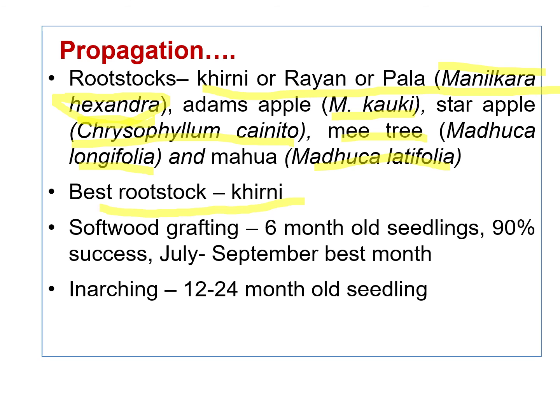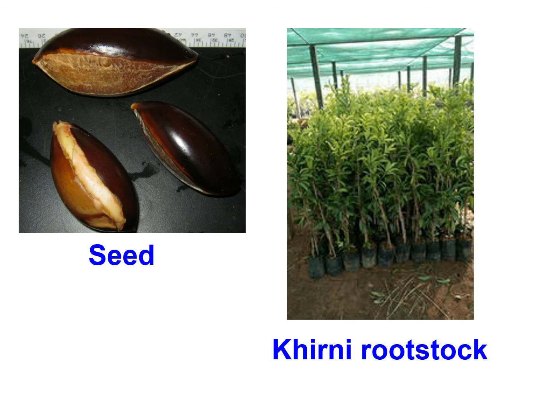Then softwood grafting. For softwood grafting, we use 6-month-old seedlings, and this gives about 90% success rate. When there is rain or good humidity, July to September is the best time for softwood grafting. And inarching is practiced on seedlings of 12 to 24 months old. So here you can see the seed, and these are the pictures. Kirni rootstocks ready for grafting.